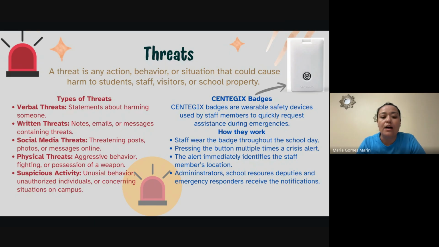that way. In the case that the teacher is in a very bad situation, they have to click more than 3 times. So what happens in that case is the administrator, school resource deputy, and emergency responders receive the notification and everybody will be at the school.